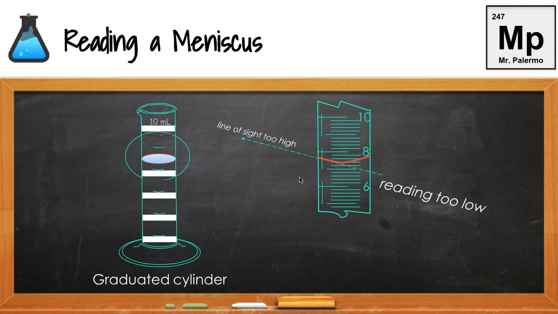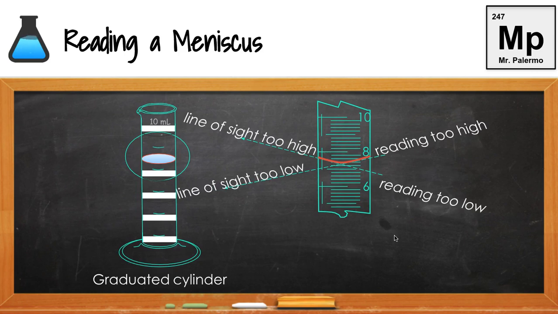If you are reading it too low, if you're below eye level, the line of sight's too high, and you're going to be off by approximately 1 milliliter or more. And the same thing, if you are too high, your line of sight becomes too low, and you're off the same amount in the opposite direction. So what you want to do is make sure that you are eye level with that meniscus. You read the bottom of it, and you'll get a correct reading of volume.